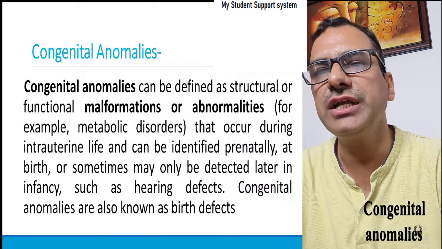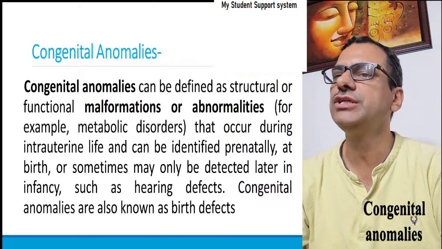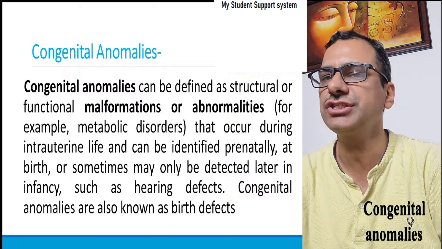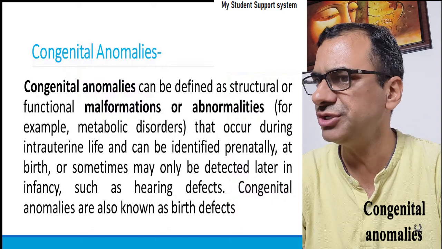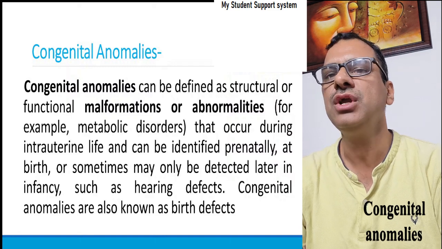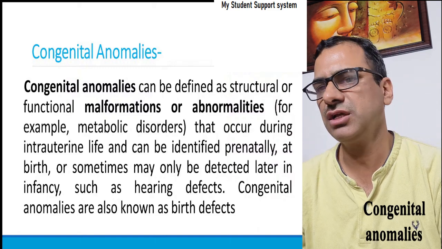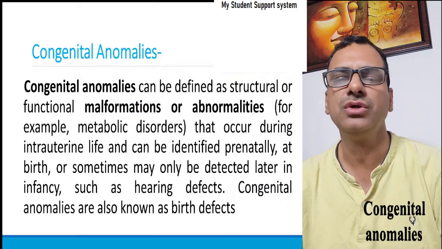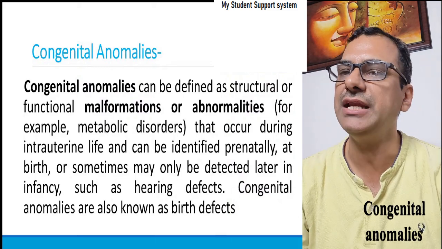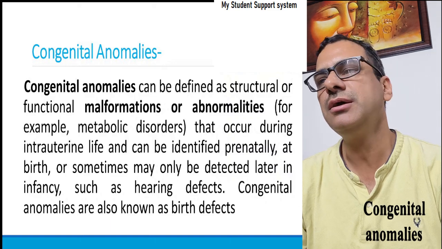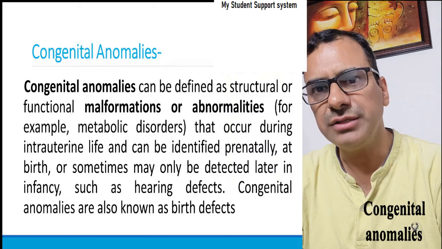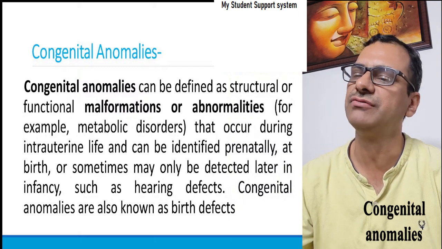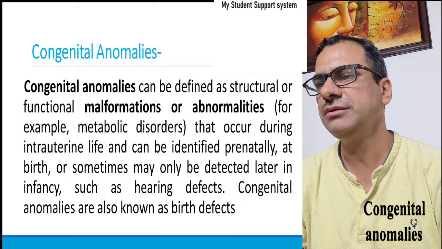So what are congenital anomalies? Congenital anomalies or congenital abnormalities can be defined as structural or functional malformations or abnormalities. For example, metabolic disorder, that is a functional abnormality, or cleft lip or cleft palate, that is a structural malformation, that may occur during intrauterine life and can be identified prenatally.